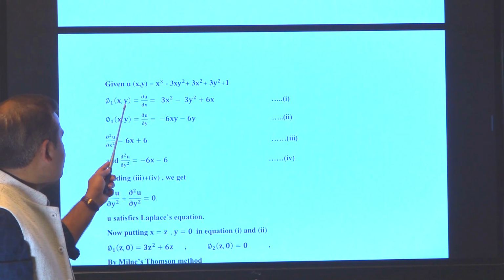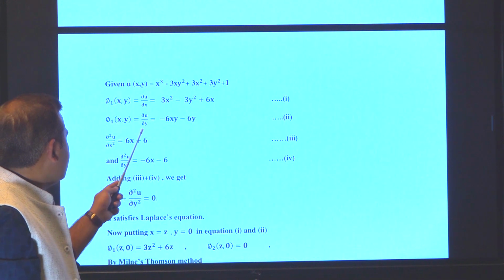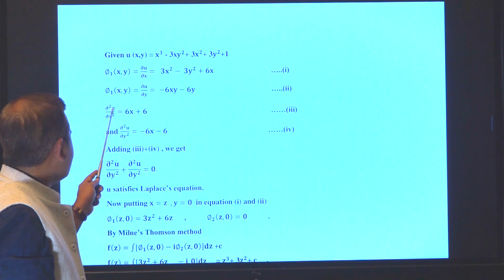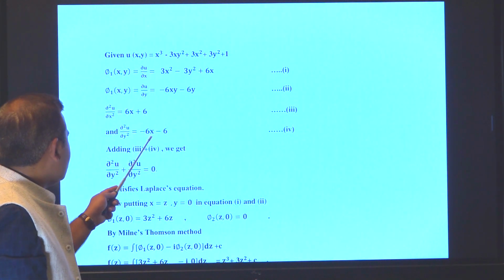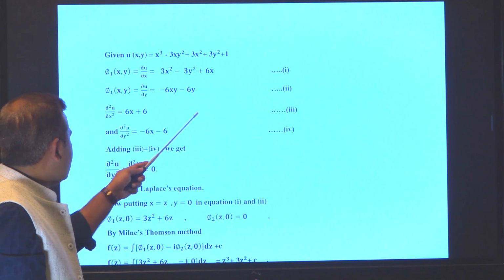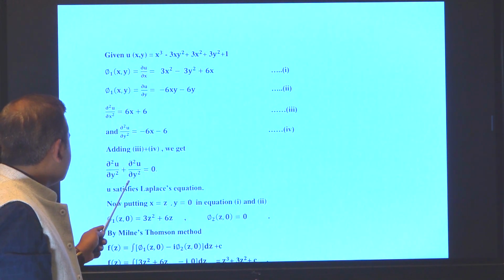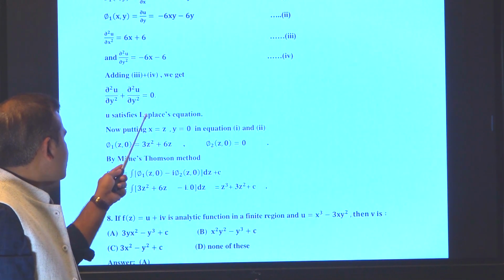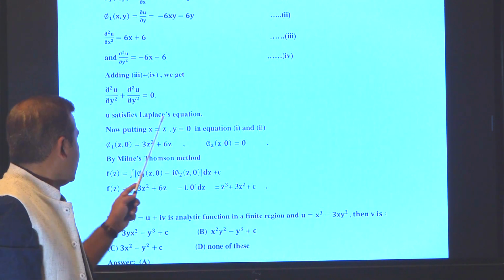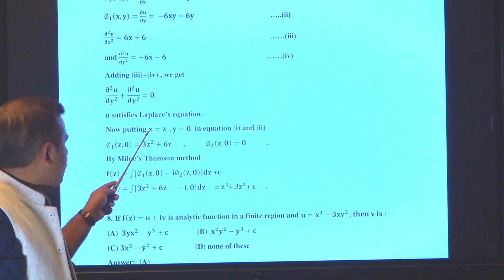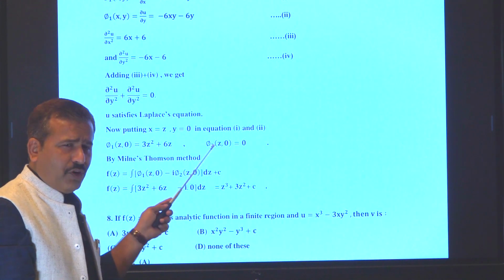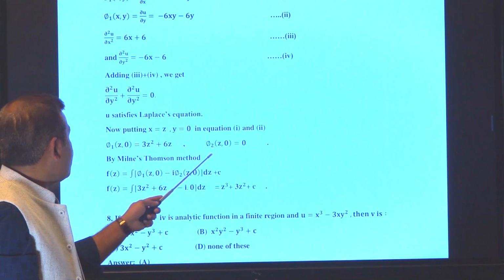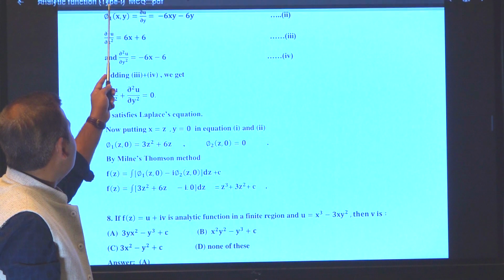Phi 1 of xy is ∂u/∂x, and phi 2 of xy is this one, ∂u/∂y. This is phi 2, this is not phi 1. So ∂²u/∂x² is this one, and ∂²u/∂y² is this one. So after adding equation 3 and equation 4, this is the form of a harmonic function, that means it satisfies the Laplace equation, this one. And after substituting x equal to z and y equal to 0, this is the form of Milne-Thomson, and so the equation becomes like this. Phi 1 is this one and phi 2 is this one.